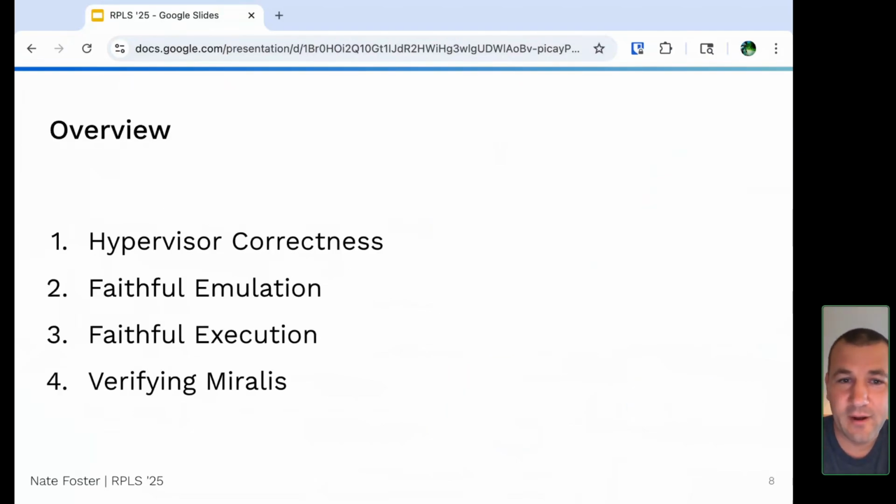Okay, so I don't have a whole lot of time, but I want to just take you through a tour of the system that we built and a little bit of the insights. So I'll start by reviewing some classic ideas in hypervisor correctness. Then we'll go into some of the details of how this plays out in a hypervisor like Morales, so how we emulate instructions and how we execute instructions faithfully. And then I'll close with a case study of some of the experiences we had applying this to Morales and some of the bugs we found.